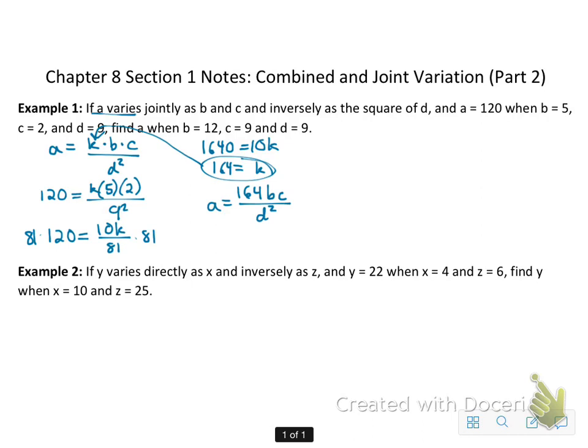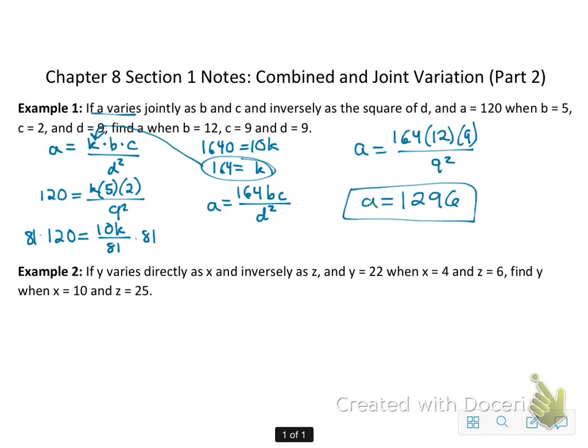Well, if I then want to find A when B equals 12, C equals 9, and D equals 9, all I would do is plug them in. So A equals 164 times 12 times 9 divided by 9 squared, and that ends up being 1296. And that's A.